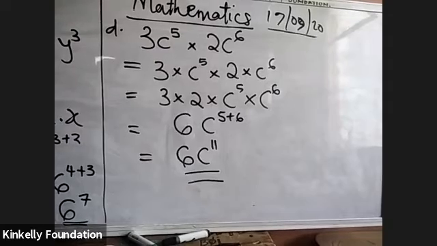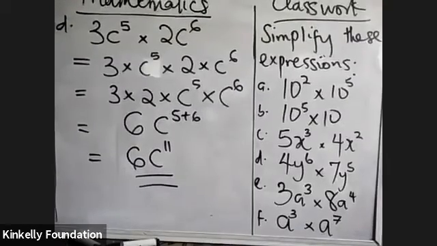Now, see this example. Simplify the expressions. A, 10 raised to the power 2 times 10 raised to the power 5. B, 10 raised to the power 5 times 10. C, 5s cubed times 4s squared. D, 4y raised to the power 6 times 7y raised to the power 5. E, 3a cubed times 8a raised to the power 4. And F, a cubed times a raised to the power 7.